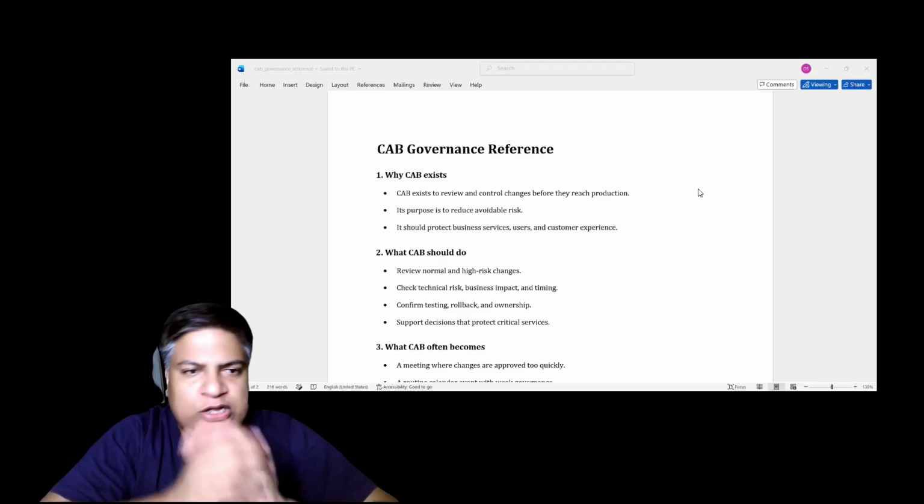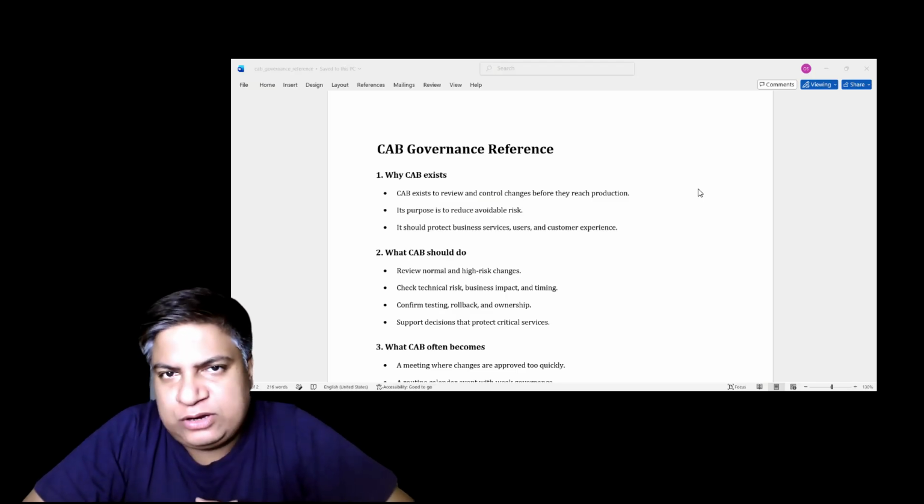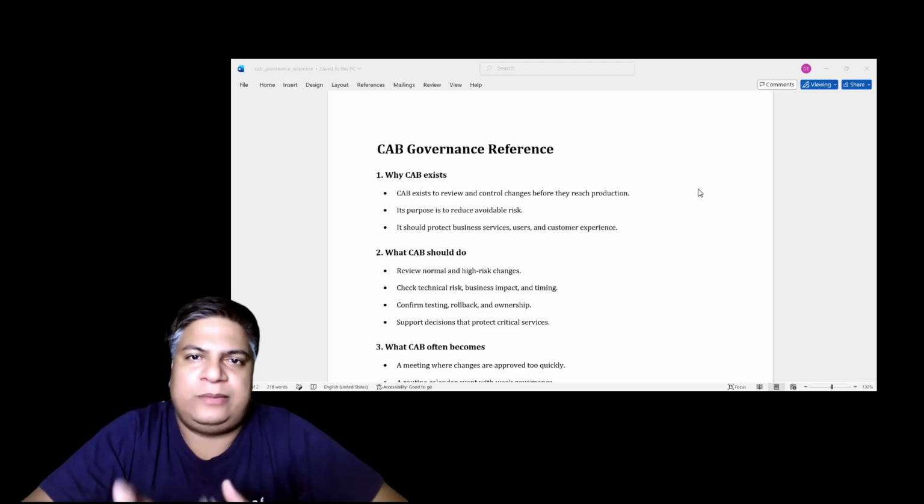This is a very simple example, but in a real case, whenever you are moving bigger applications and bigger things into production, other systems and other processes should not be impacted by it. That is the whole purpose of this particular CAB meeting. So let me share my document. I want to discuss this with you because people do not have much knowledge about CAB meetings.